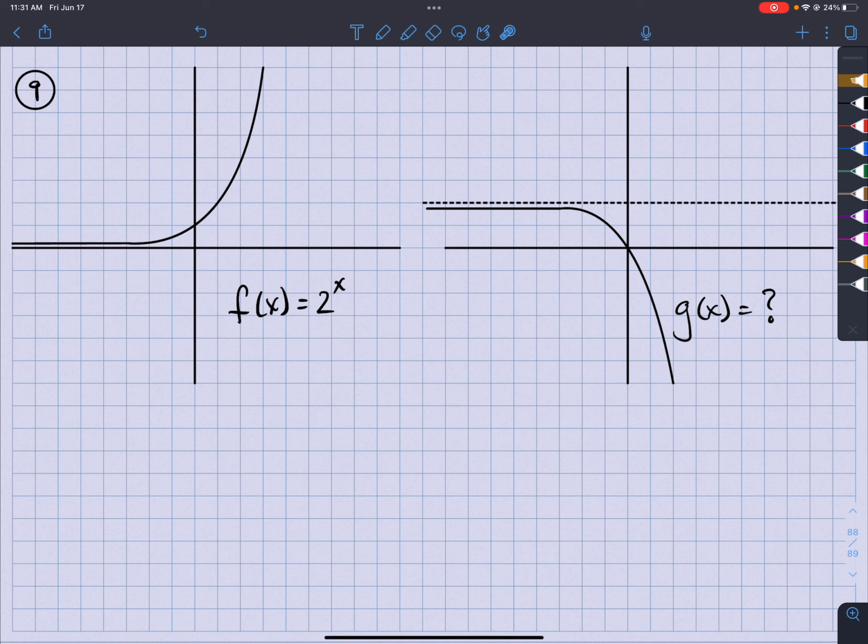So one of the things that you have to learn is that a key point in this graph is this point right here. No matter what the base is, it's always going to cross 0, 1. Okay? That's always the truth.